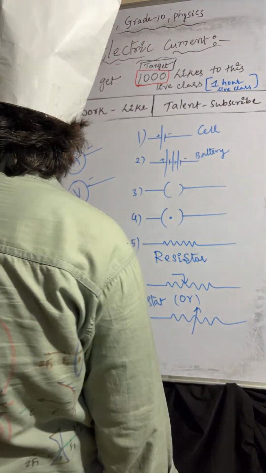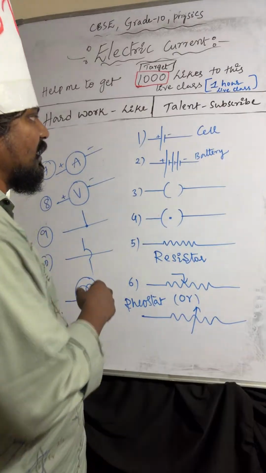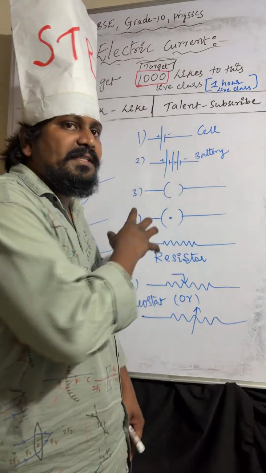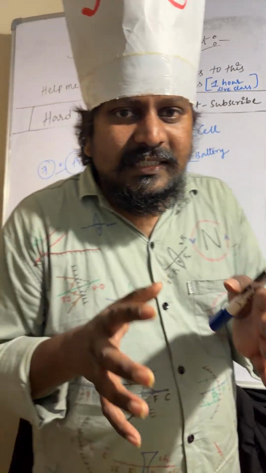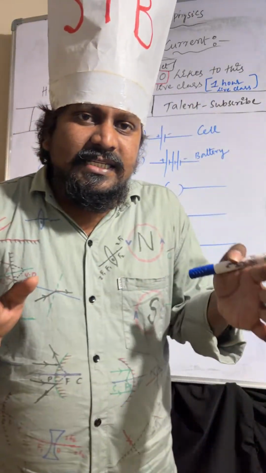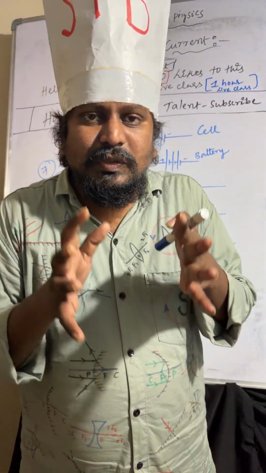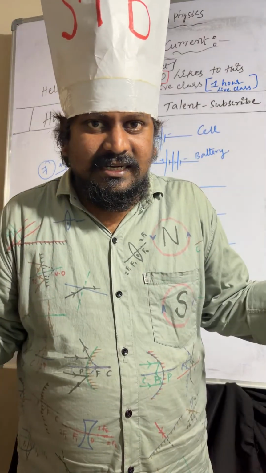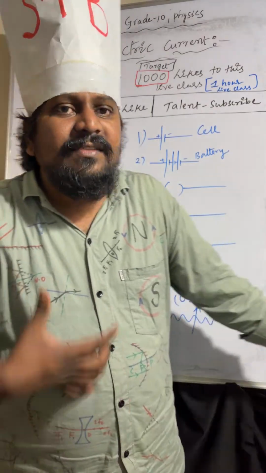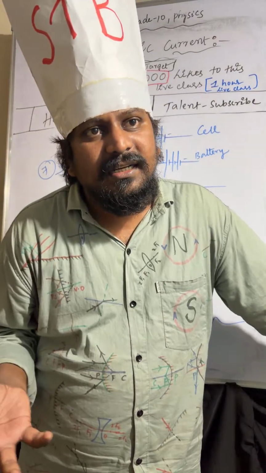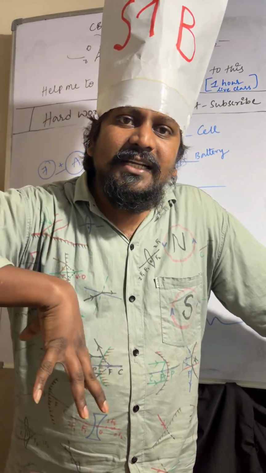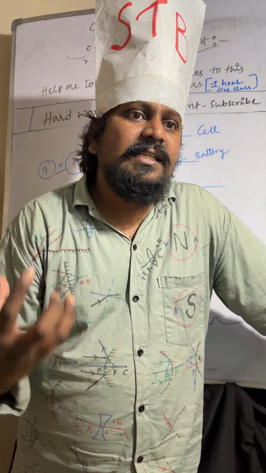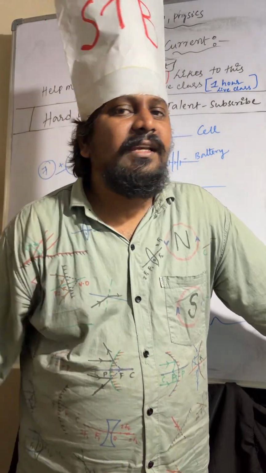Next, wire joining, wire crossing, and ammeter and resistor. A resistor is a device which is used to oppose the electric current. Resistance is the phenomenon of opposing the electric current. Resistor is a device, but resistance is the phenomenon of opposing the electric current.